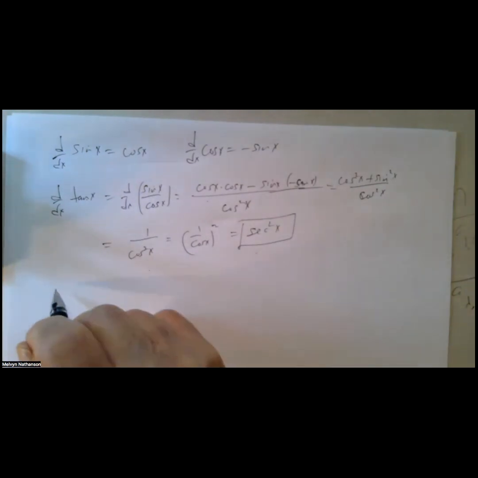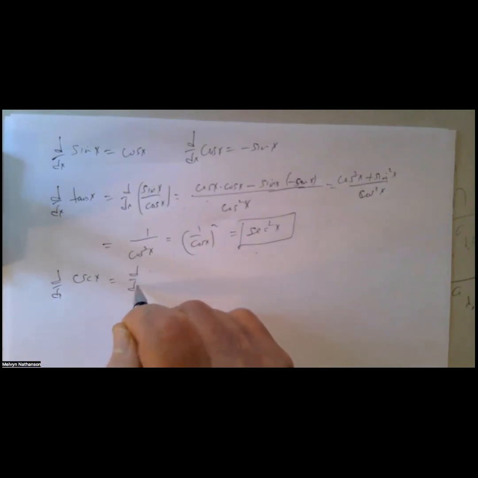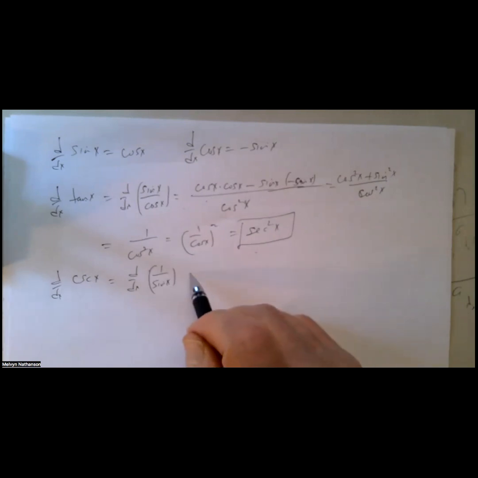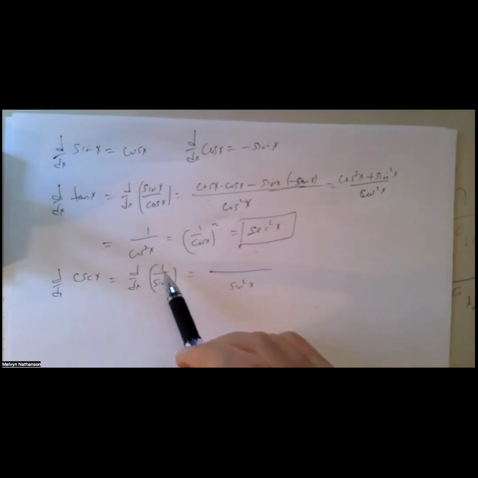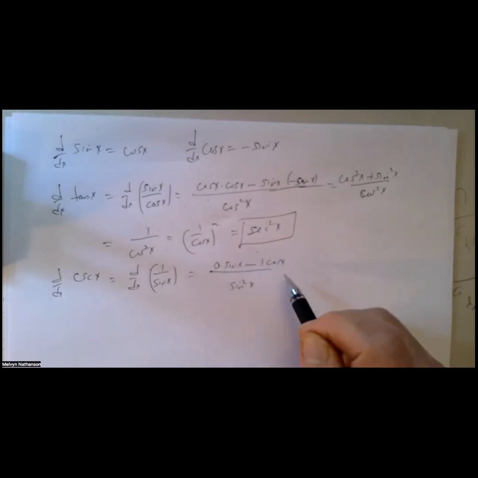Let's do another one. Suppose we want the derivative of the cosecant. So you have to remember that cosecant is defined to be 1 over the sine. And I can compute this with the quotient rule. So I square the denominator. And then in the numerator, we get the derivative of 1, which is 0, times the denominator, minus 1 times the derivative of the denominator, minus cosine x.